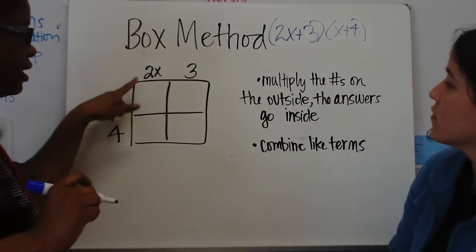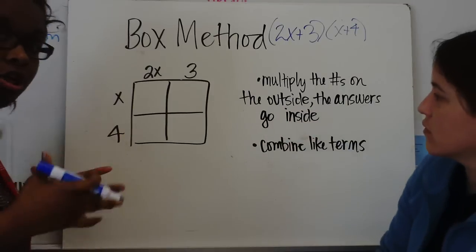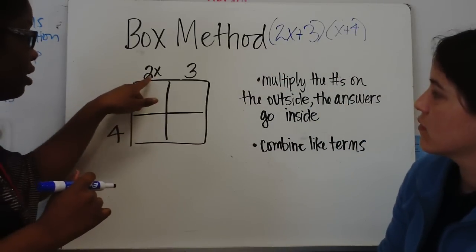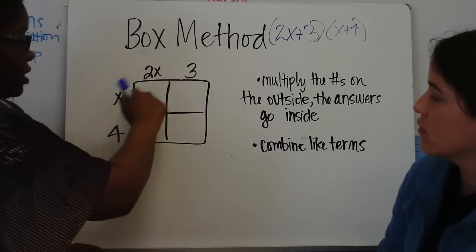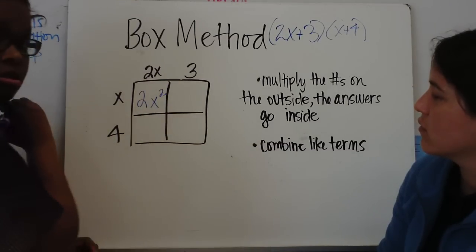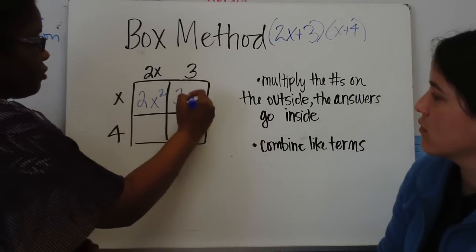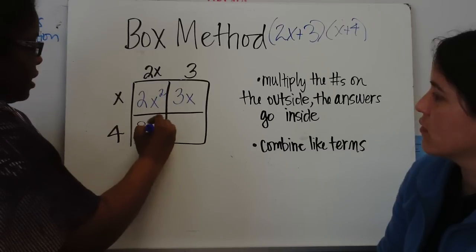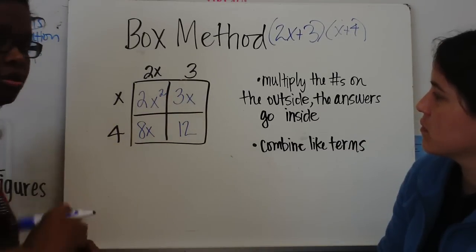Alright, so this is where Ms. Handler put 2x and positive 3, and then x and 4 are the terms in your other polynomial. So then you just multiply the column and rows together and write the answer on the inside. So 2x times x, 2 times 1 is 2, and x times x is x squared. Then 3 times x is just 3x. 2x times 4 is 8x. And 3 times 4 is 12.